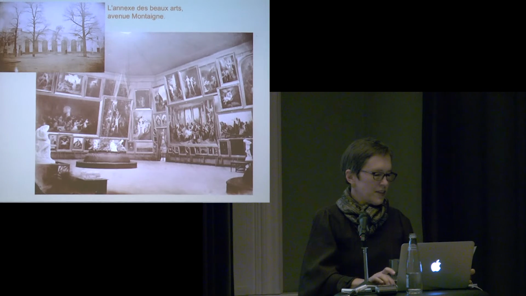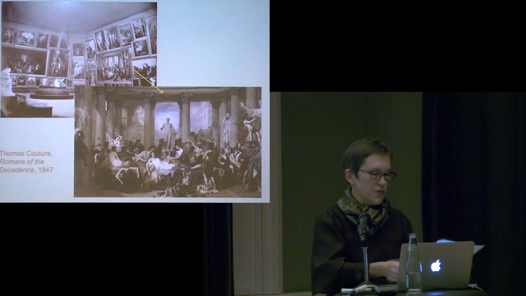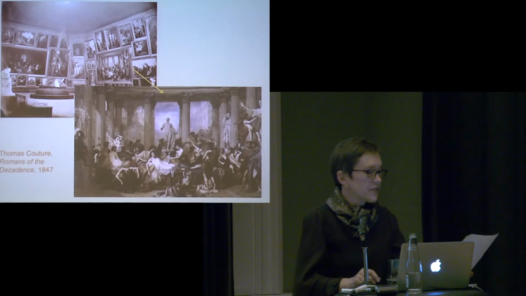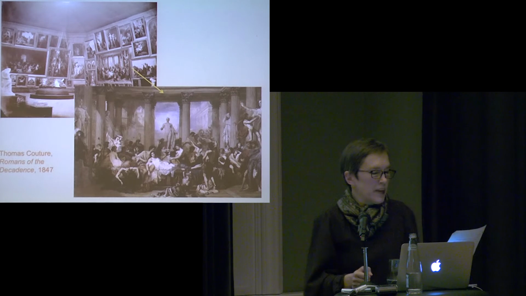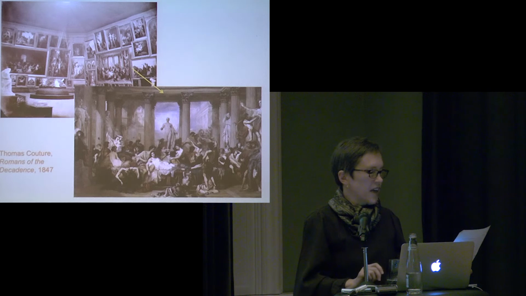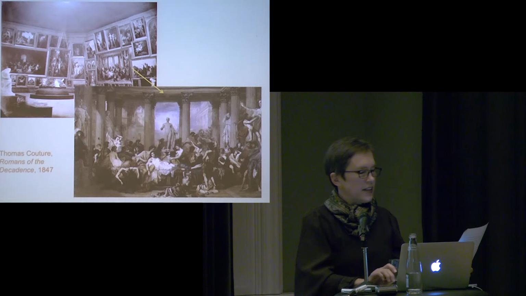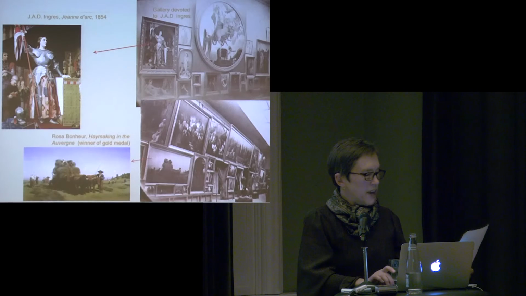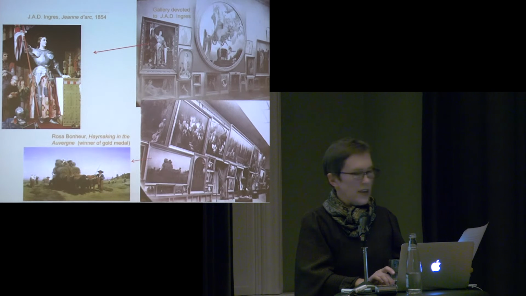Israels was impressed all over again by the academician Thomas Couture's Romans of the Decadence, a canvas that was already 8 years old, but still dominated the French section with its admonitory judgment on imperial excess. As photographs show, the interior of the French section was stuffed from top to bottom with the eclectic fruits of the academic Beaux-Arts tradition, ranging from icy old Ingres to Rosa Bonheur's prize-winning earthy haymaking.